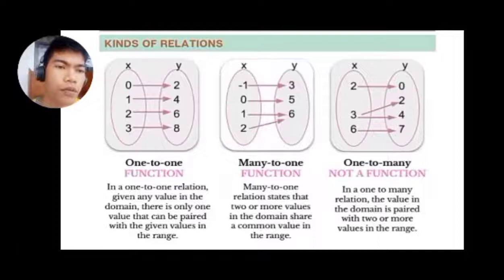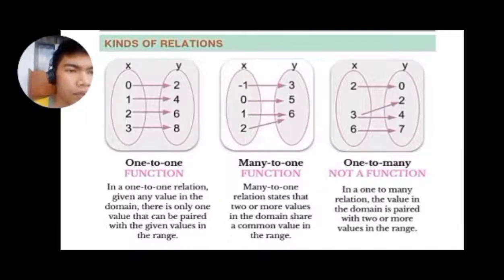So, many to one relation states that two or more values in the domain share a common value in the range. Parang nag-share sila, parang may nag-duplicate. Itong 1 and 2, nag-share sila sa 6. Ganun po. So, example number 3 naman is one-to-many, not a function.